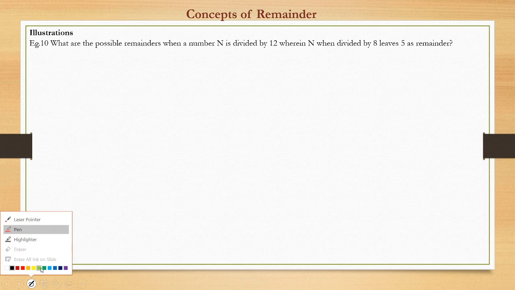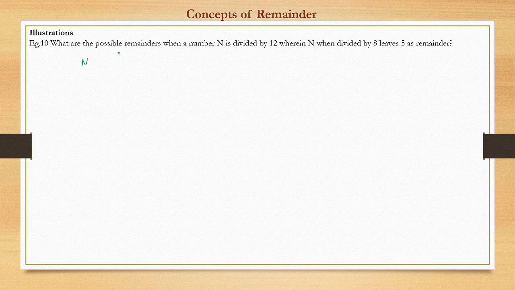On similar difficulty, so let us see. What are the possible remainders when a number n is divided by 12, wherein n when divided by 8 leaves remainder 5? So n is nothing but 8q1 plus 5. Now we have to find when n is divided by 12, what would be the remainder. Let the remainder be r and quotient be q2, and here r will be less than 12. So now on subtracting I can get 8q1 is nothing but 12q2 plus r minus 5, right?